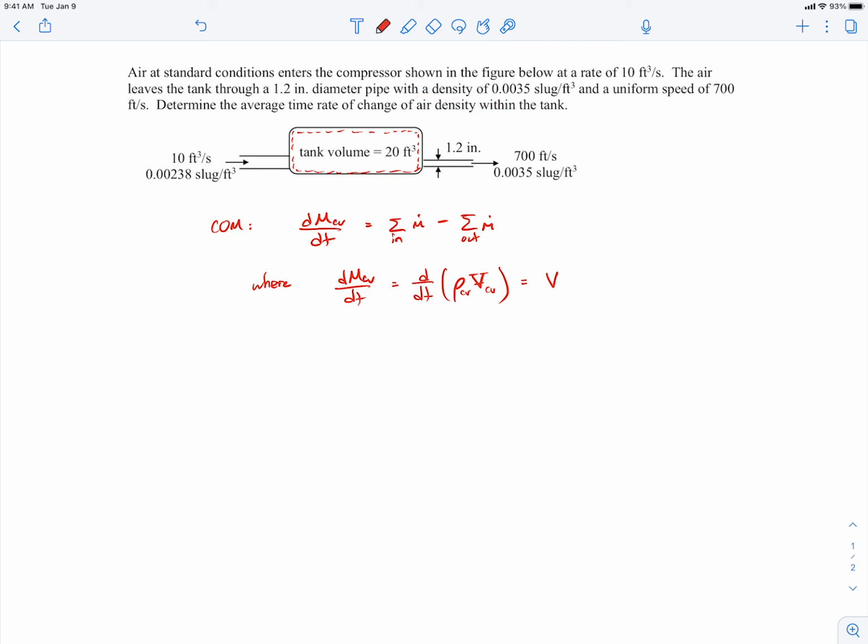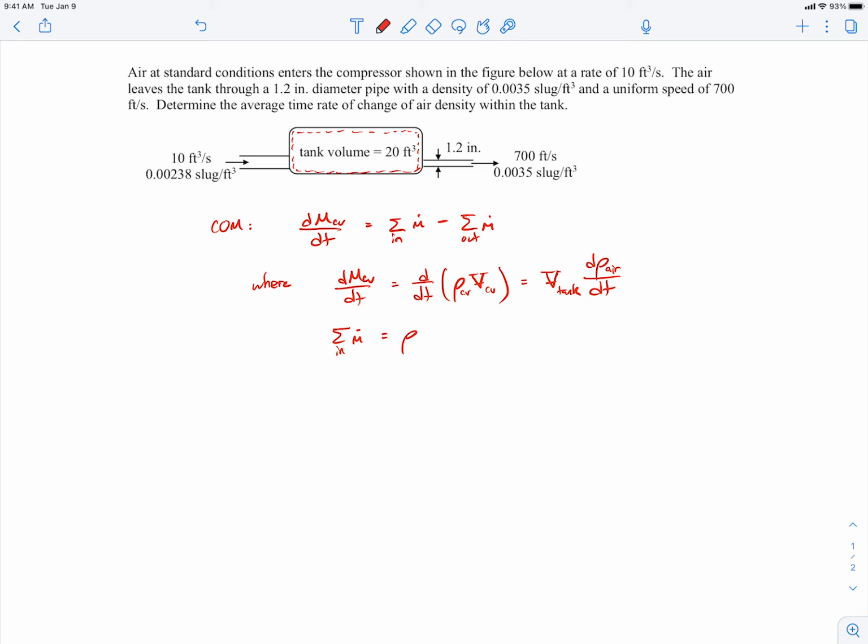So we can take the volume of the tank. I wrote here control volume, but that's the same as the volume of the tank. So I'm just going to write volume of the tank times the time rate of change of the density of the air inside the tank, because what's happening inside that control volume is the density of the air. So that's that term.